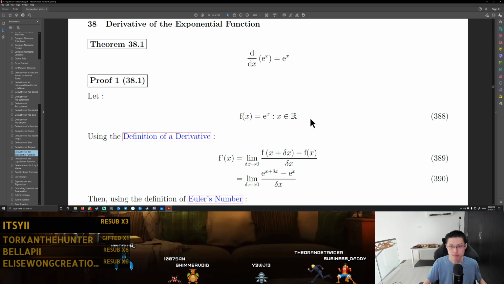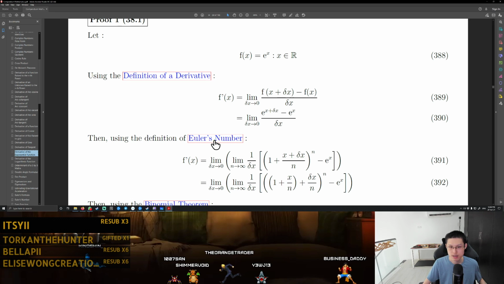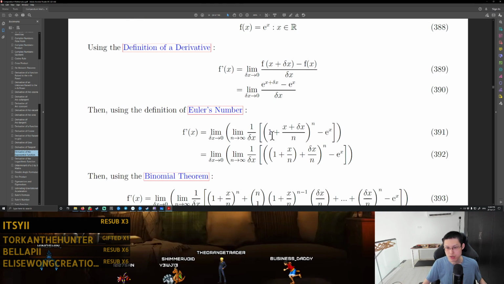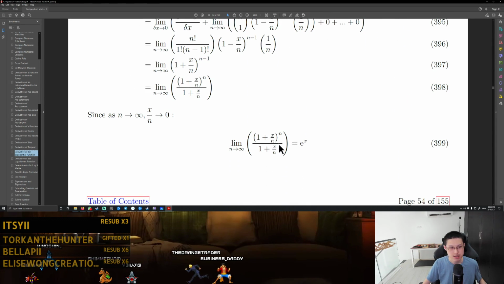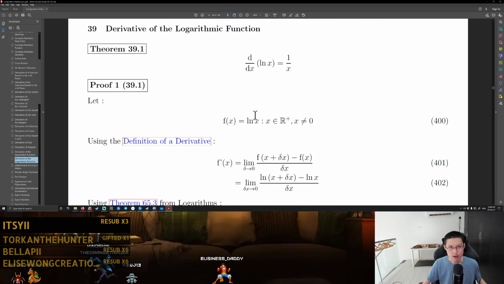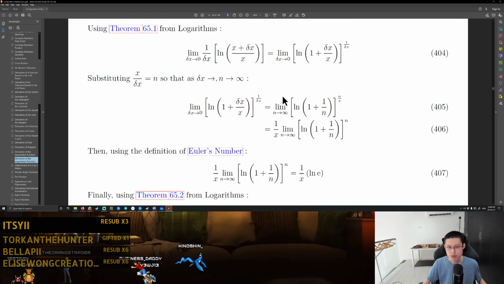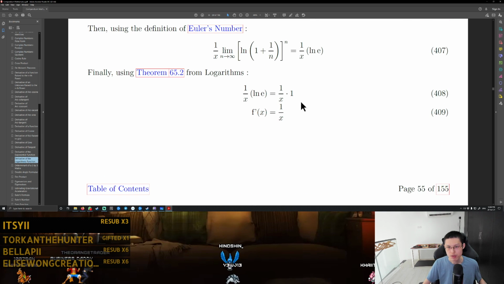Oh, there we go. This one requires the definition of Euler's number, which is what I've shown you in chapter 1, right? Euler's number is actually the small e, 2.718. So you have to use that definition. You expand it, eventually you will get e^x. So differentiating e^x gives you e^x. For the logarithmic function, ln, you have to use Euler's number's definition again, and eventually you get 1/x.